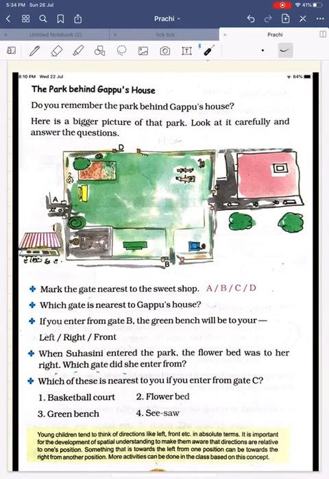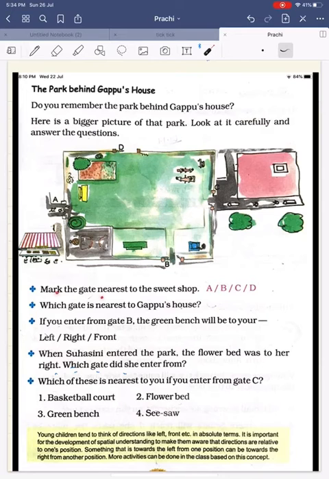Now let's come to the next question. The park behind Gappu's house. Do you remember the park behind Gappu's house? Here is a big picture of that park. Look at it carefully and answer the questions. So you can see here there are 4 gates, A, B, C, D. 4 gates to the park. Now let's see what is the first question.